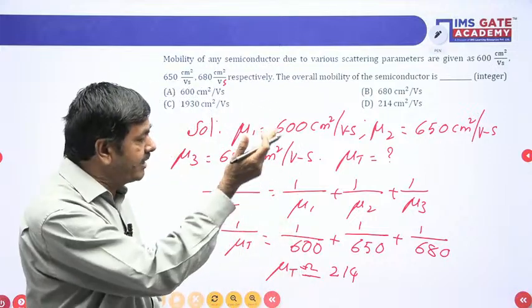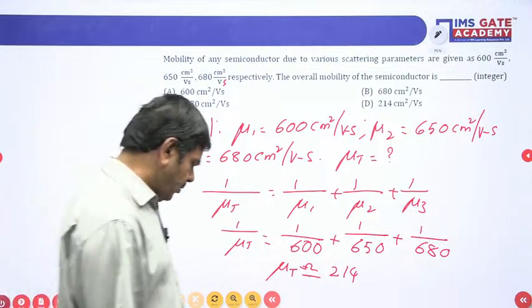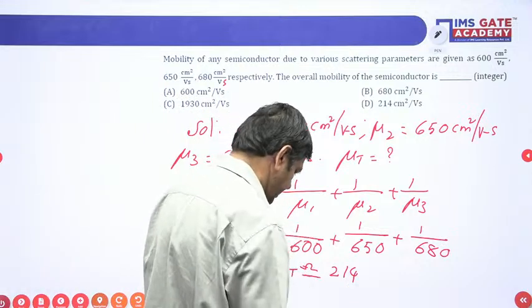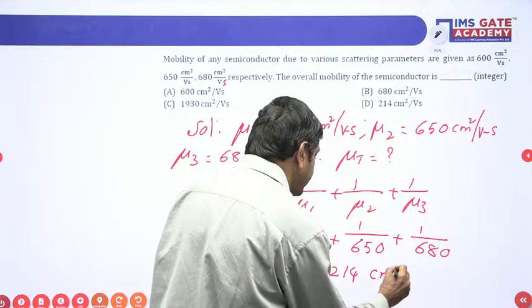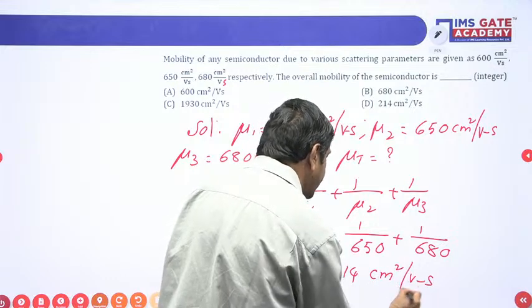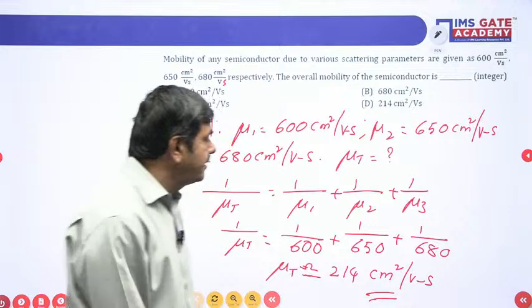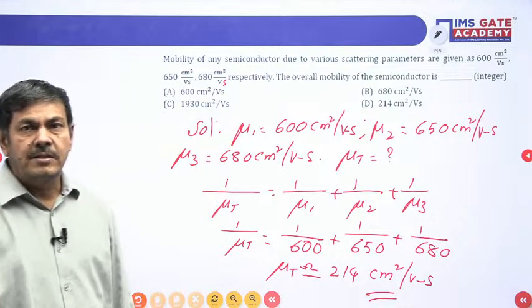But an integer value is required. Integer means 214 cm square per volt second. This is the solution of this question.